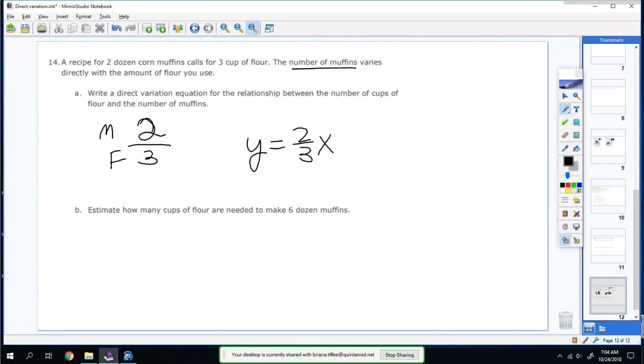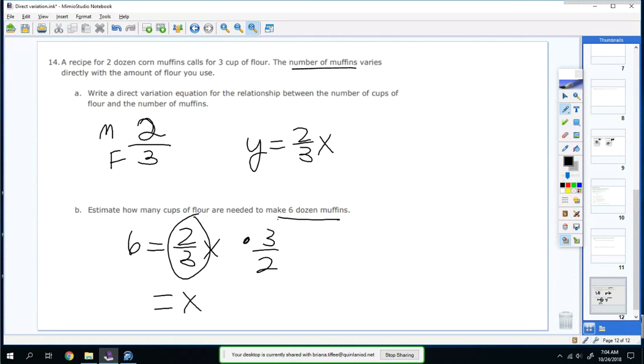So then it says estimate how much flour you would need for 6 dozen muffins. Well, you would have 6 is equal to 2/3 x. To get rid of this 2/3, you multiply by the opposite. So you multiply by 3/2, leaving you an x here. I would multiply 3/2 here, and then you would get 9. So I would need 9 cups of flour.